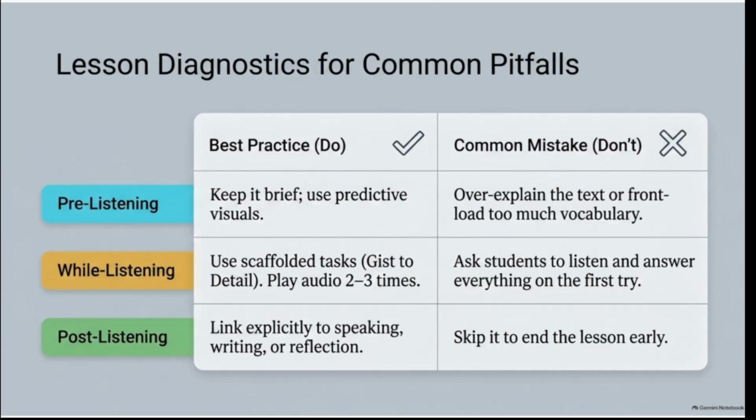For post-listening, we should explicitly connect listening to speaking, writing, or reflection. The mistake is simply skipping this stage because we want to finish the lesson early. So, when planning a listening lesson, ask yourself 3 questions. Have I prepared my learners? Have I guided their listening? Have I given them an opportunity to use what they have understood? These 3 questions can help us diagnose and improve our listening lessons.